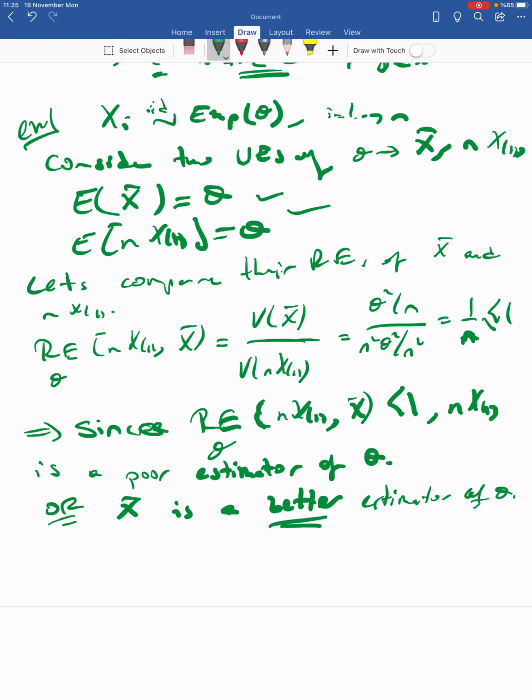To be able to say the best, we have to consider all possible unbiased estimators of theta and then show that the variance of one estimator is less than the variance of all the other unbiased estimators. So this is not a very efficient way to do that, so we have different rules. Okay, so let's start sufficiency.